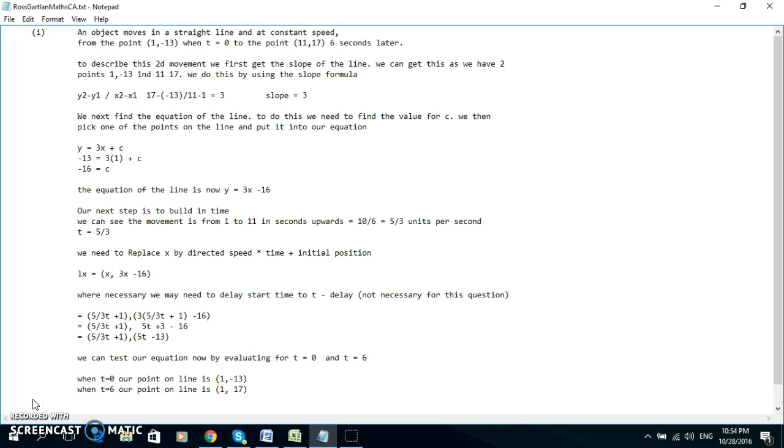So our next step is to build in time. We can see that the movement is from 1 to 11 in the positive direction in 10 seconds. So that's 10 over 6. So that's 5.5 divided by 3 units per second. So t is equal to 5 over 3. So we need to replace x by directed speed, but multiplied by time plus initial position.